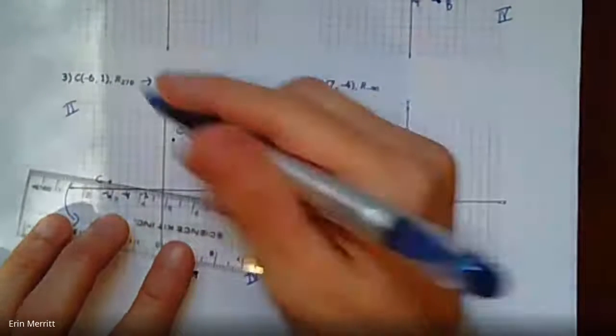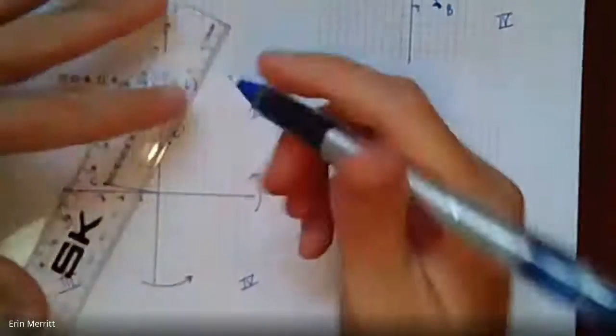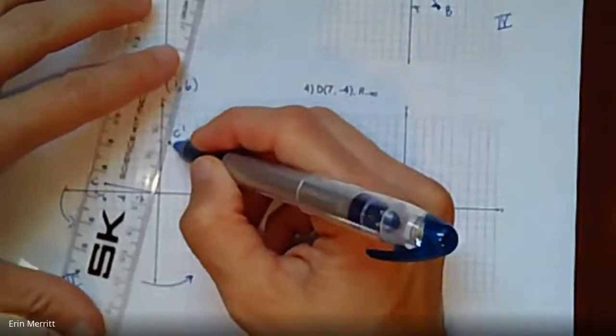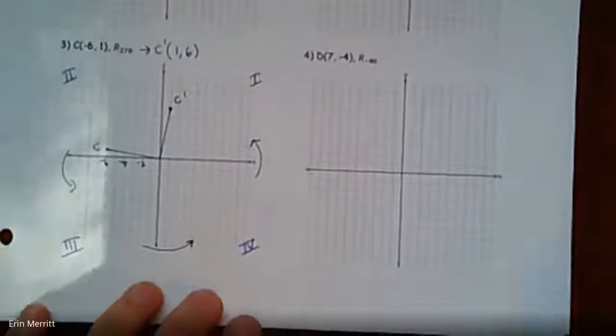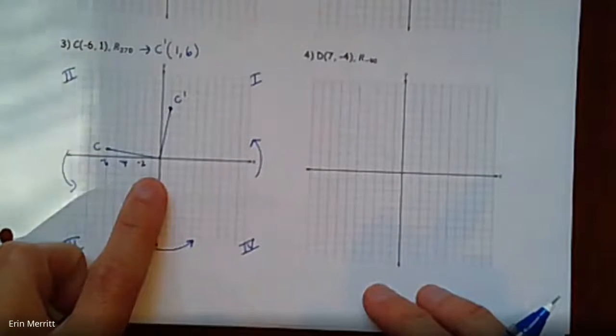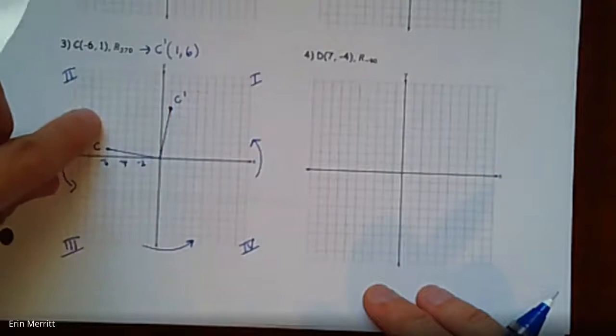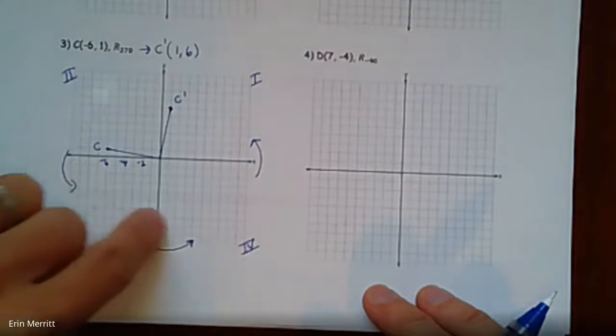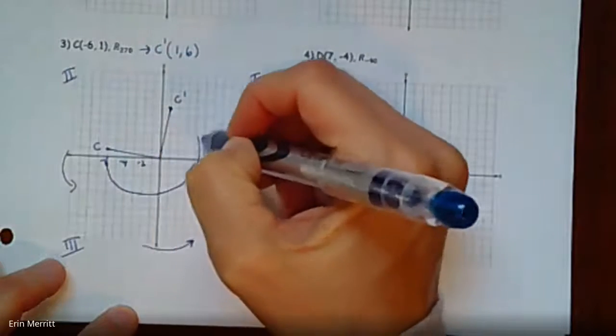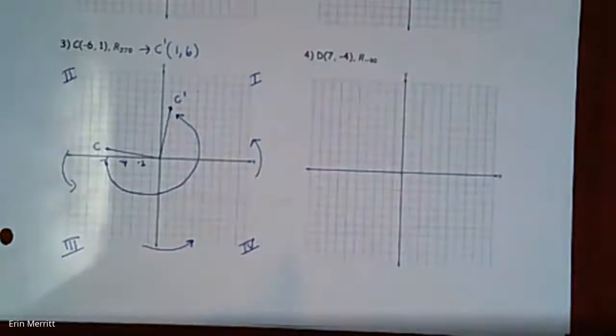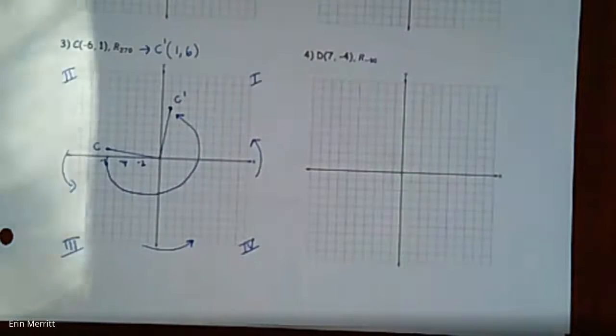Right? And now what I want you to do is again connect C to the origin and then connect C prime to the origin. And now it might look like a 90-degree angle, and you wouldn't be wrong, except for the fact that it didn't go from here to here. It went from here all the way around to there. So when I see this, this is a 270-degree turn right there.